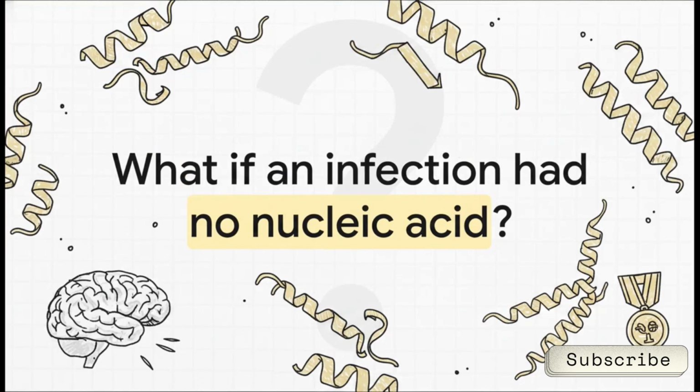I mean, think about this question. What if an infectious agent had no genetic material? No DNA, no RNA? It sounds impossible, right? Well, answering this question won Stanley Prusiner a Nobel Prize. It completely shattered the central dogma of microbiology. The answer he found was the prion, a proteinaceous infectious particle. That's where the name comes from, an infectious agent made of nothing but protein.